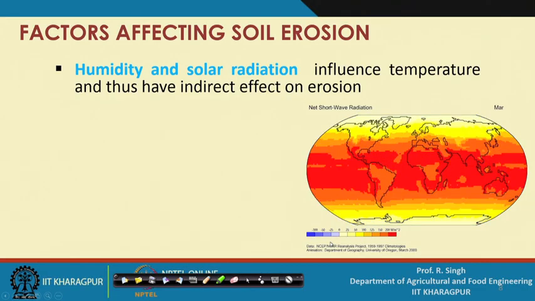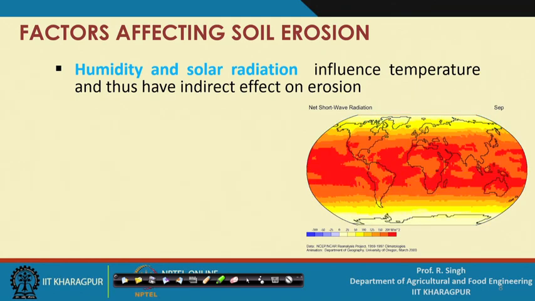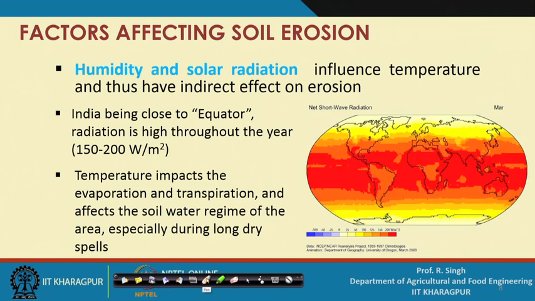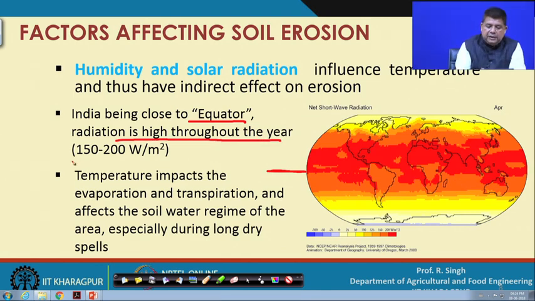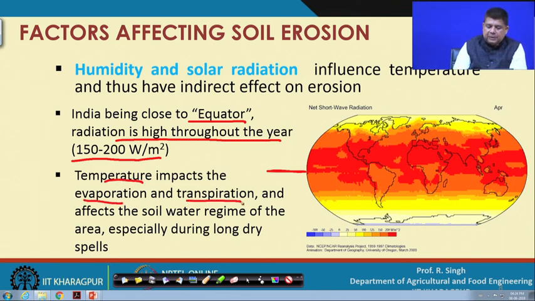Then of course, humidity and solar radiation also influence temperature and thus have an indirect effect on erosion. And as we know, India is close to the equator, somewhere here as you can see. So obviously radiation is high throughout the year, in the range of 150 to 200 watts per square meter. And temperature also, like wind, impacts evaporation and transpiration phenomena and affects the soil water regime of the area, especially long dry spells.